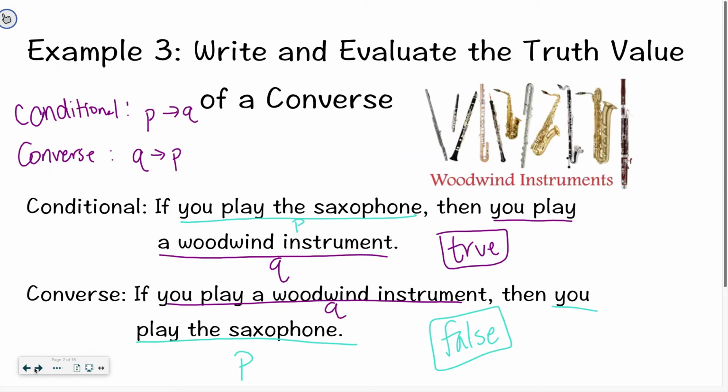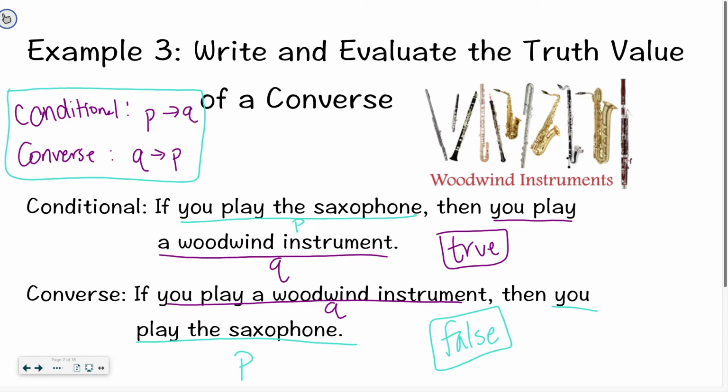So let's practice first with our conditionals and converses. So, sorry, I thought I put a screen shade on this one. Apparently I didn't. So just remember our conditional and our converse. Conditional starts with the P statement, ends with Q. Converse, you flip the order. So if my conditional is, if you play the saxophone, then you play a woodwind instrument. So I just underlined the hypothesis, and I'm calling it the P statement, and then I underlined the conclusion and called it the Q statement, okay? So if you play the saxophone, then you play a woodwind instrument.